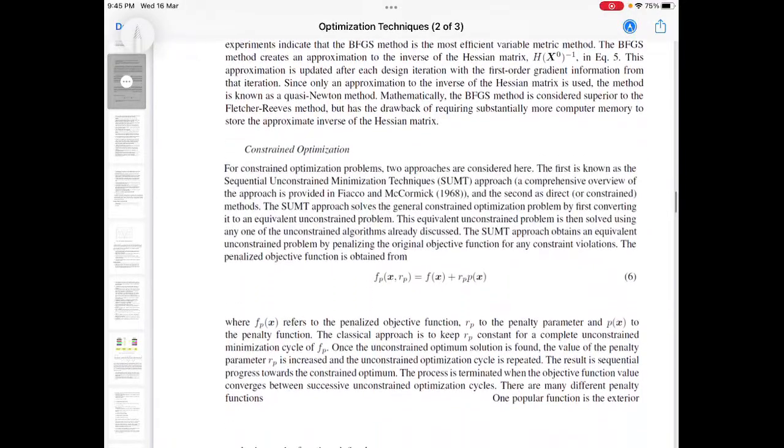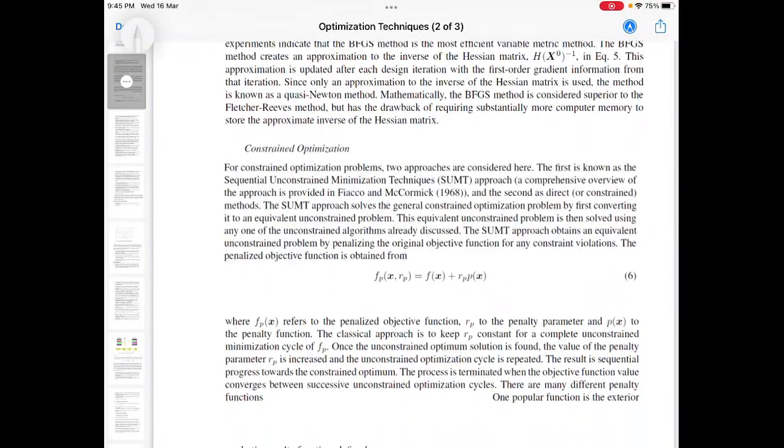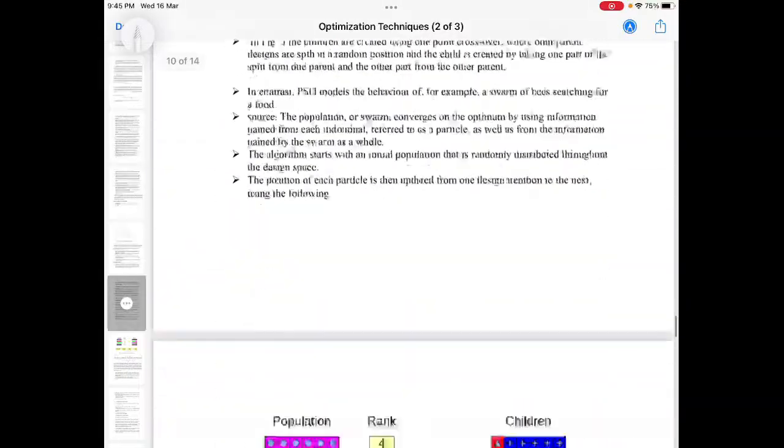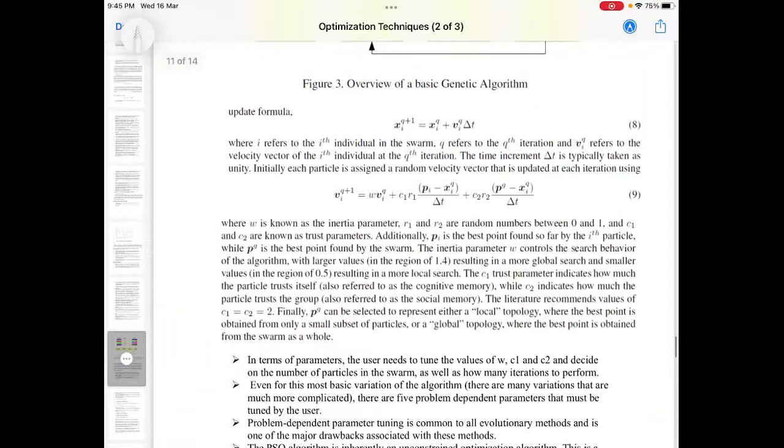So, the penalized objective function. P of x represents the penalized objective function. Where w is known as the inertia parameter, r1 and r2 are random numbers between 0 and 1, c1 and c2 are known as the trust parameters. Additionally, p_i is the best point found so far by the ith particle, while p^g is the best point found by the swarm.